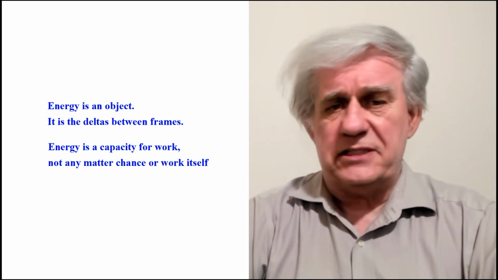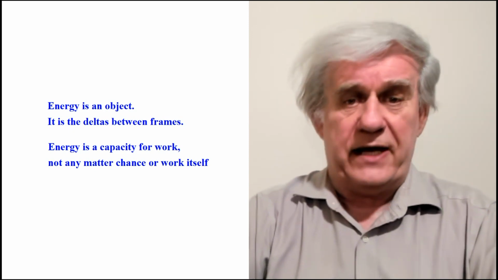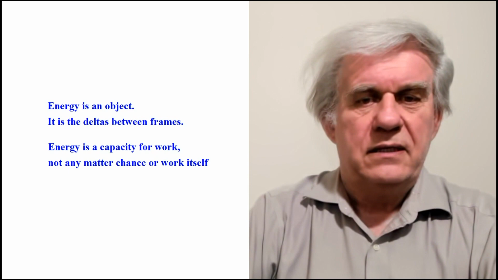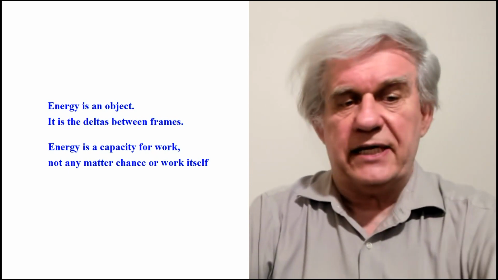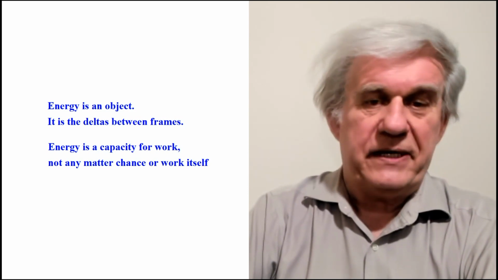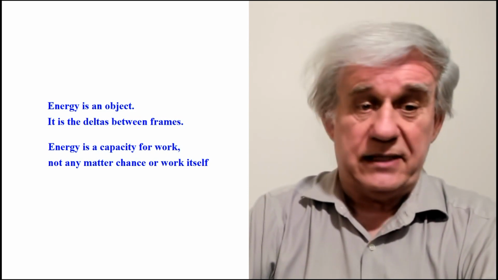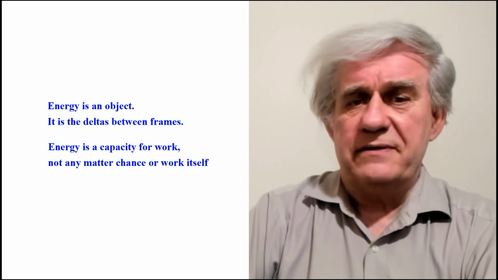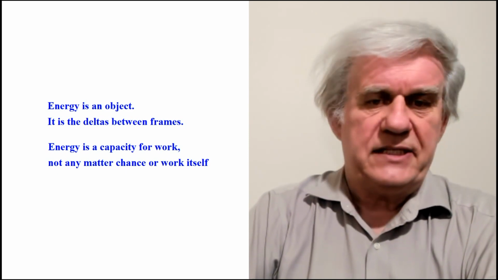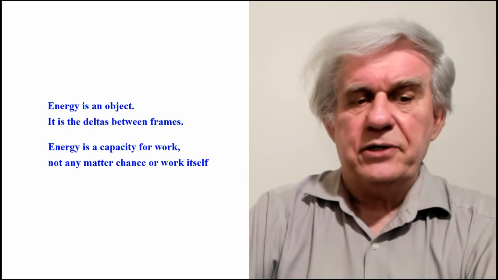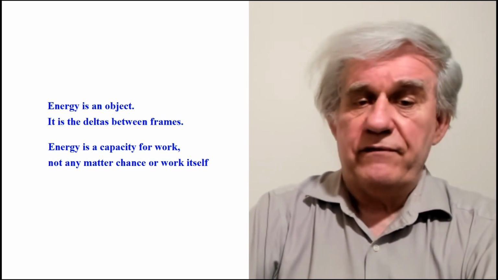Energy is A, energy is B, energy is C, as long as he doesn't define A, B, or C. He can say whatever. He's got to start by defining object. And if object has shape, you can't say that capacity has shape. Because if energy is a capacity, it can't be an object. And if it's an object, it can't be a capacity. That's how simple it is. But then he says, not any matter, chance, or work itself. So, yeah, if it's not matter, then what is it? It's a concept. So you can't talk about transferring of concepts.